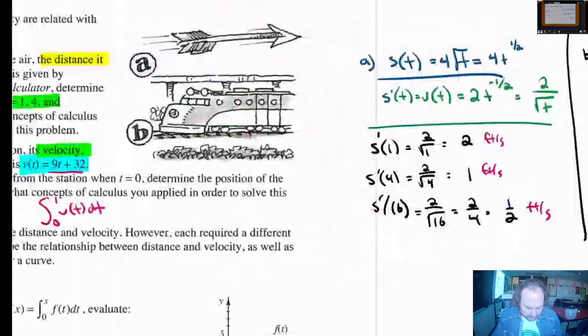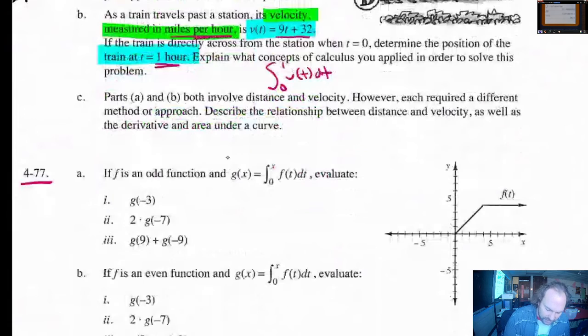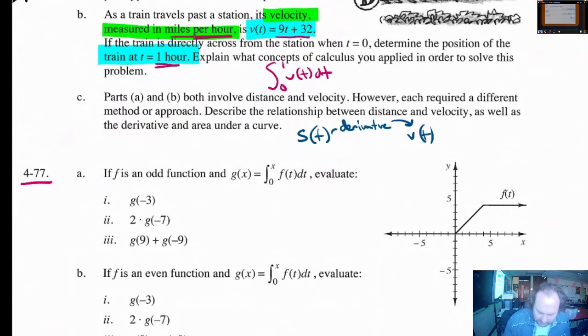One more time, revisiting question C, which is the same question as it was in yesterday's assignment. Both these problems involve distance and velocity. However, the relationship between distance and velocity is basically this. You have distance, usually written as s of t or x of t or something like that. If you take the derivative, you're going to get the velocity function. If you take the integral, or the area under the curve, you'll get back to the position function, like that.